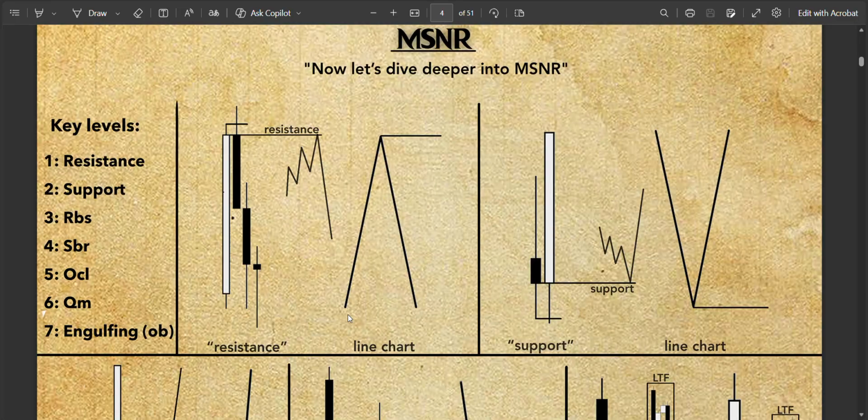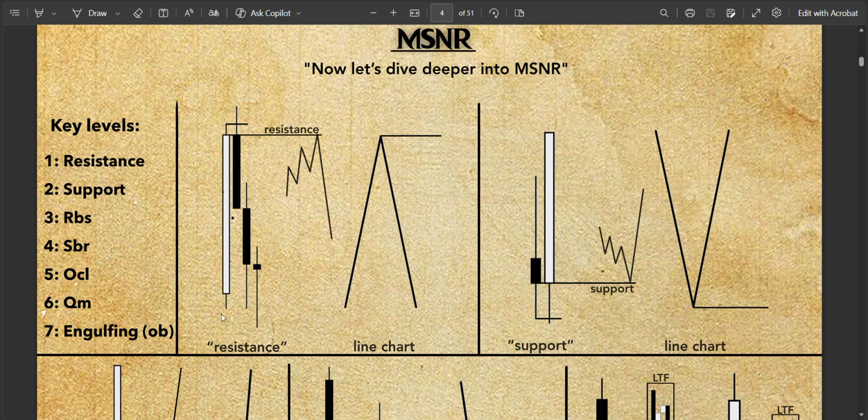So let's go to an example here, as you see how everything is seen here. Now let's dive deeper into MSNR key levels. The key levels are support, resistance, support block, resistance block, open close, and Quasimodo. So resistance.